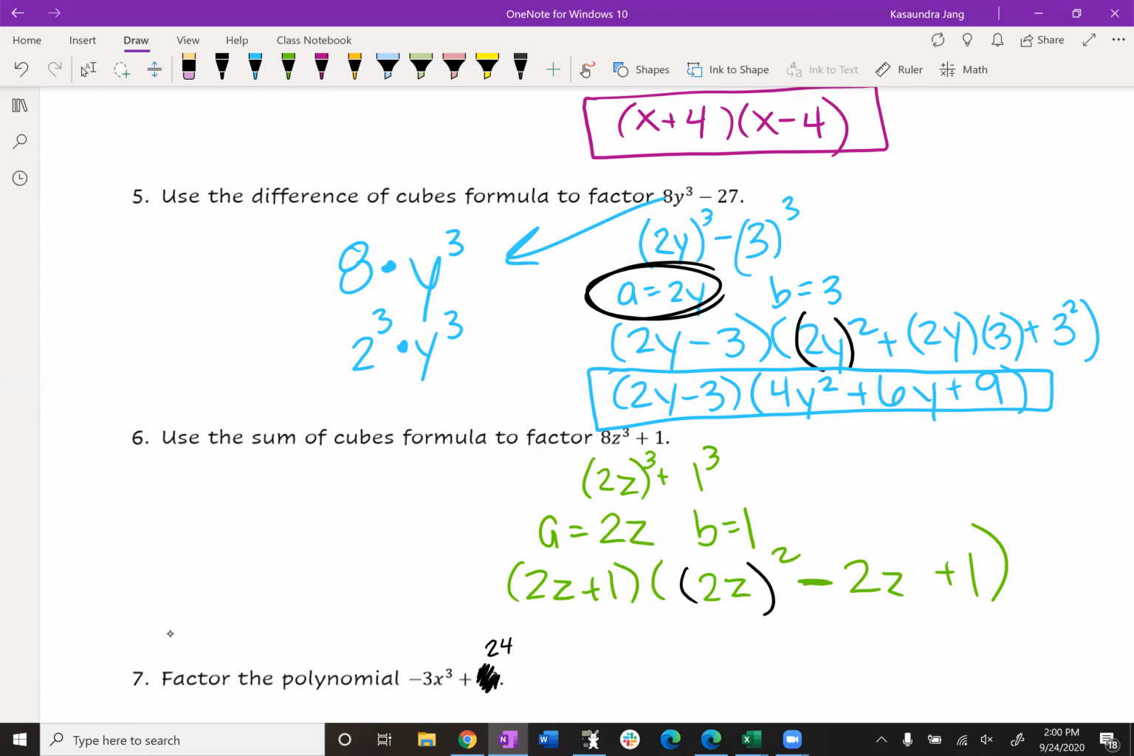All right, there actually is a little bit more simplifying that I can do. The first set of parentheses is still 2z plus 1. And this next set of parentheses, I can actually simplify this down. I've got to square them both. So I have the 2 squared, which is 4, and I have the z squared. Okay, other than that, that was as simplified as it was going to get. There's my final answer.